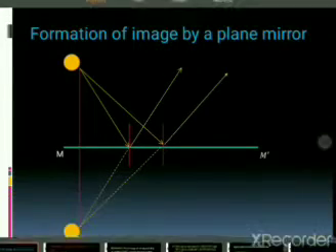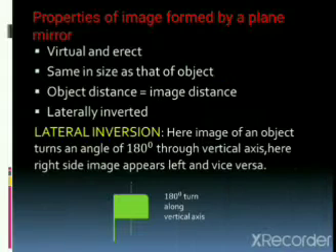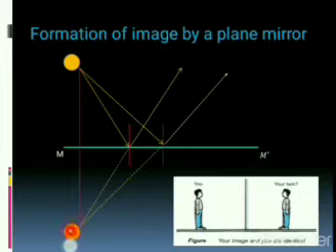It is the properties of image formed by a plane mirror. So these are certain properties of the image formed by a plane mirror. So what are they? Virtual and erect. So this image is a virtual image.